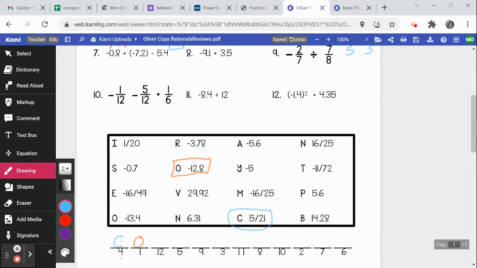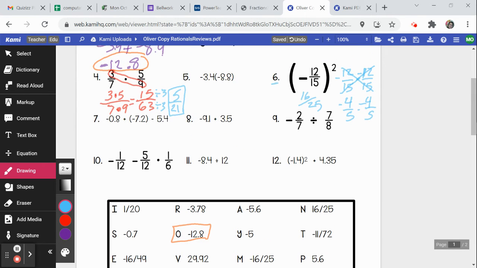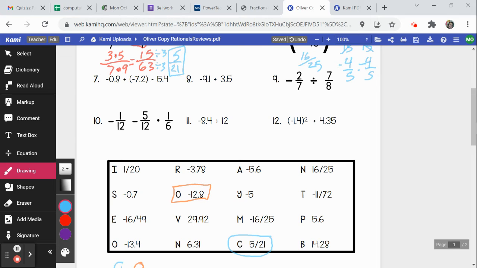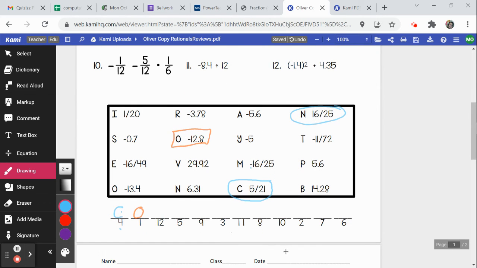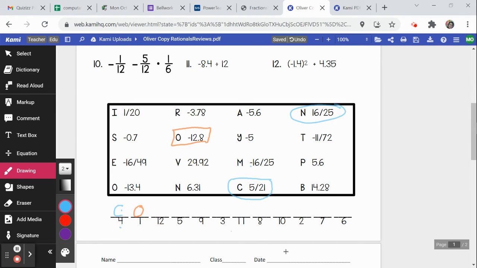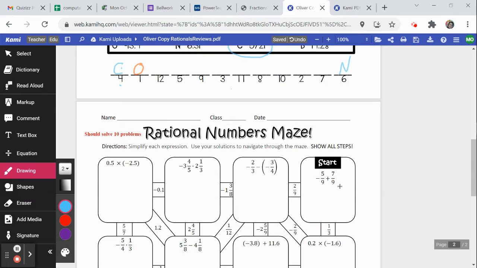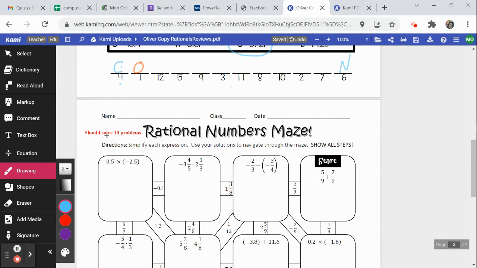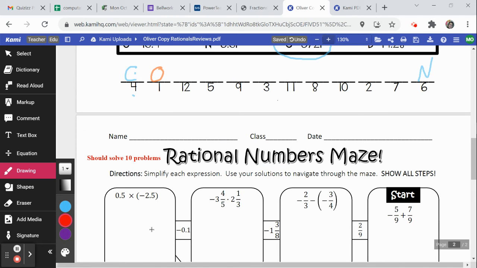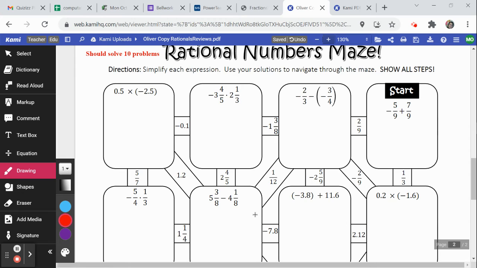Okay. So then we go down. Problem 6 should be a positive 16 over 25. Now be careful because there's a negative 1 too. We did not have a negative because it was on the outside. All right, and that was problem 6. So 6 we put an N. All right, so you got a few more to do there. Your maze, if you notice, you should solve 10 problems in total. Okay, so make sure you are doing 10 problems. It, of course, is not going to be a straight line down.